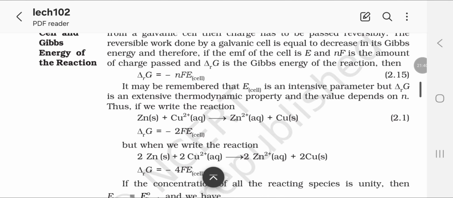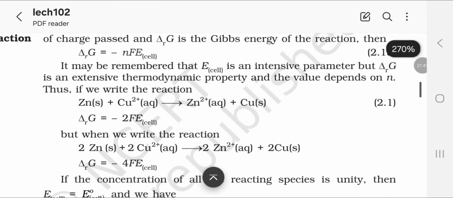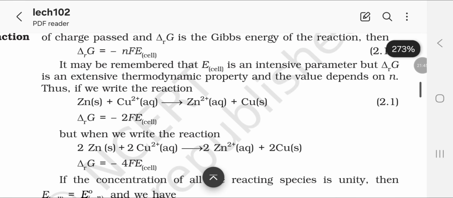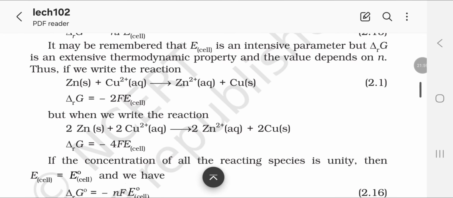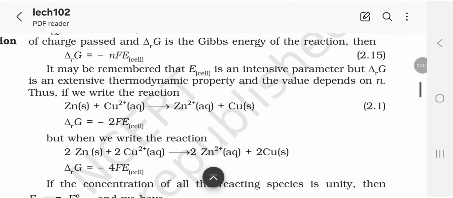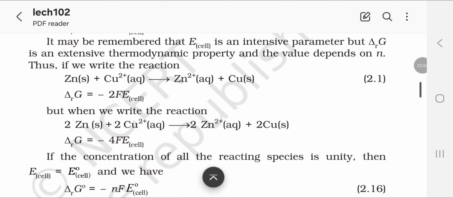It may be remembered that E cell is an intensive parameter, but Gibbs energy of reaction is an extensive thermodynamic property and the value depends on n. Thus, if we write the reaction Zn plus Cu2+ gives out Zn2+ plus Cu, the Gibbs energy for the reaction is equal to minus 2F E cell. But when we write the reaction 2Zn plus 2Cu2+ gives out 2Zn2+ plus 2Cu, the Gibbs energy is equal to minus 4F E cell.